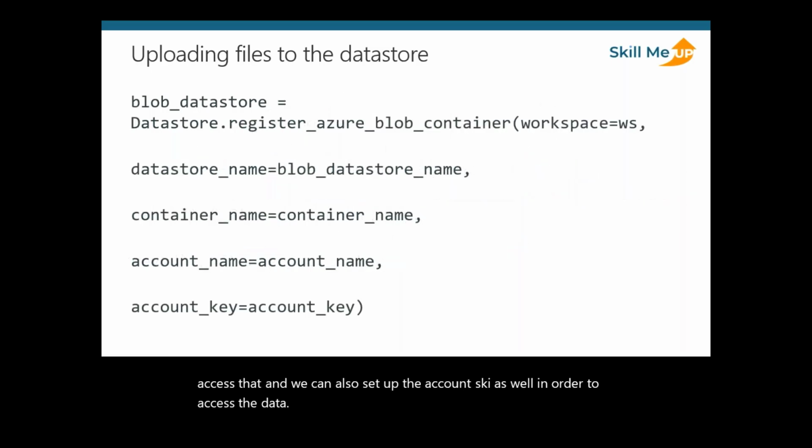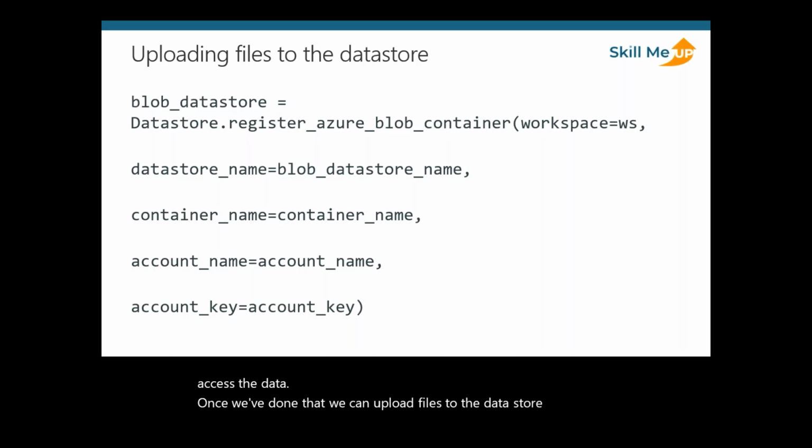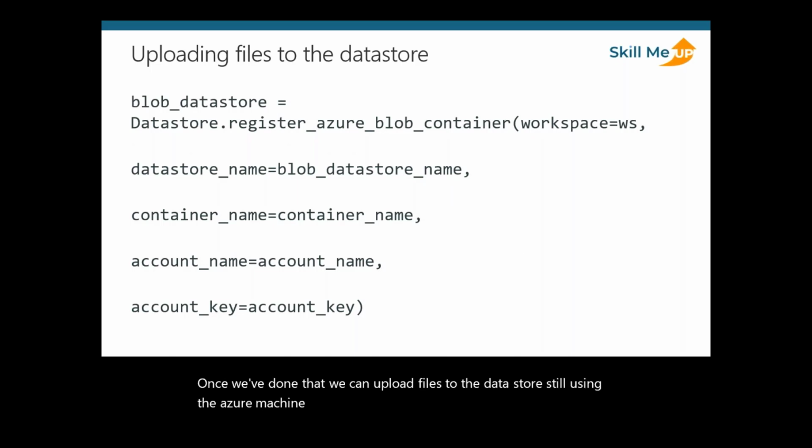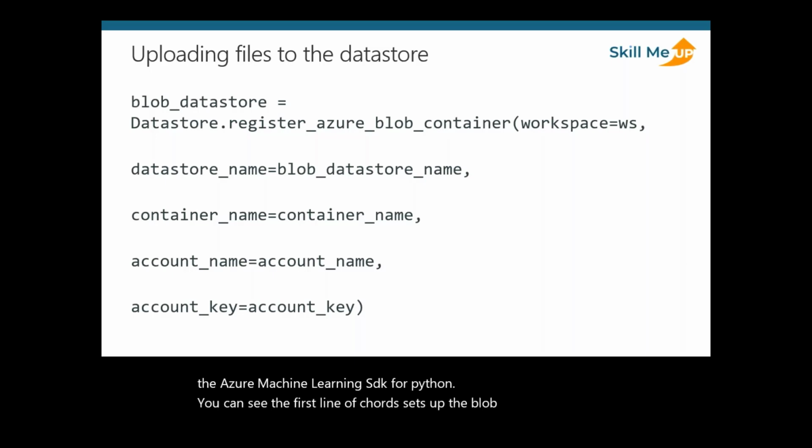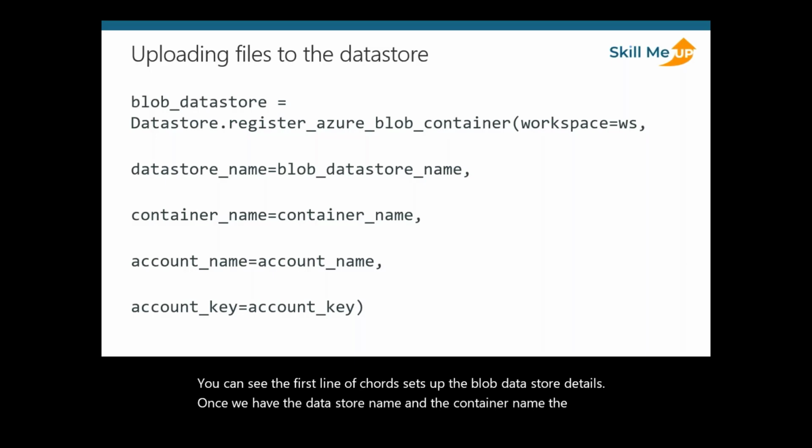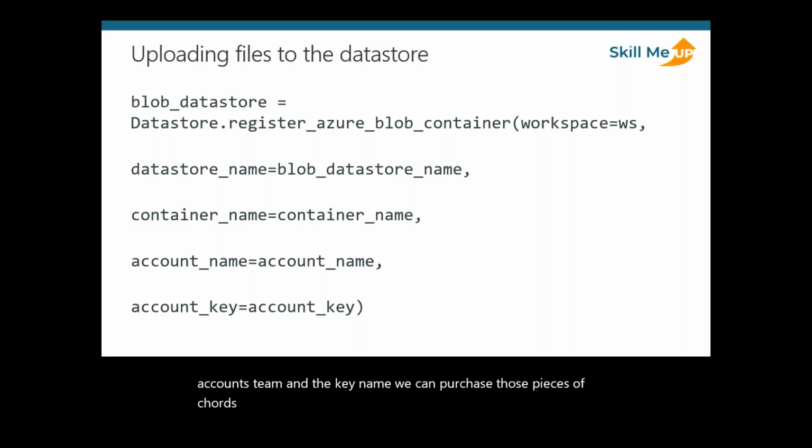Once we've done that, we can upload files to the data store, still using the Azure Machine Learning SDK for Python. You can see the first line of code sets up the blob data store details. Once we have the data store name, the container name, the account name, and the key name, we can put those pieces of code together in order to access the blob data store.